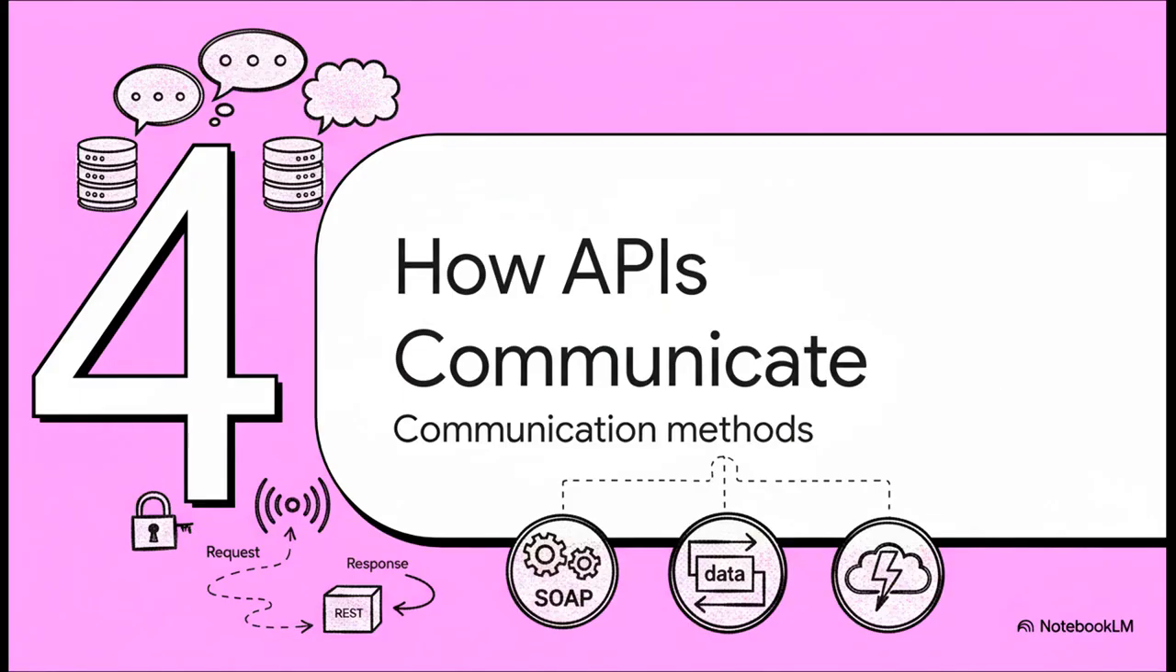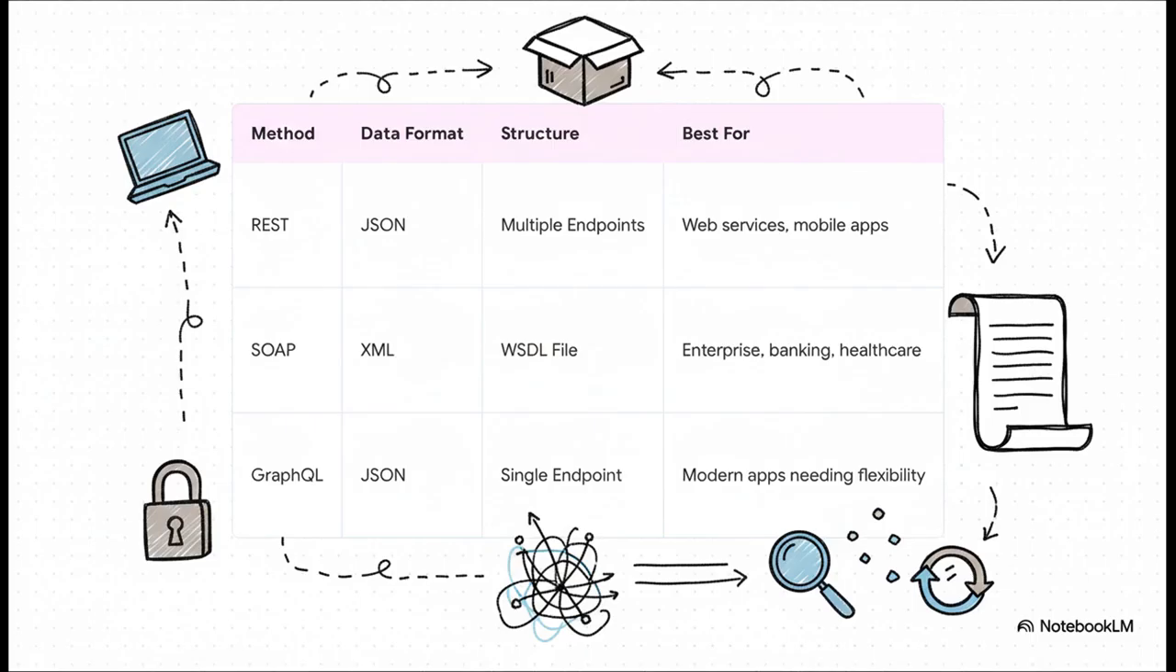Okay, so we know APIs are middlemen, and they come in different types. But how do they actually talk to each other? What's the secret language they're using? Let's take a quick look at their communication styles. This chart gives us a nice little cheat sheet.